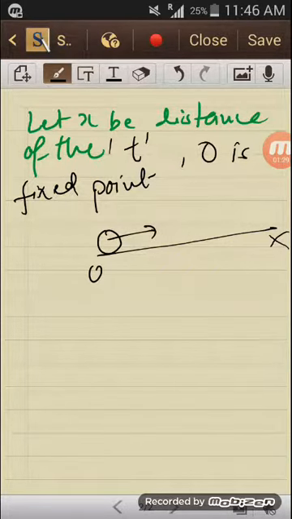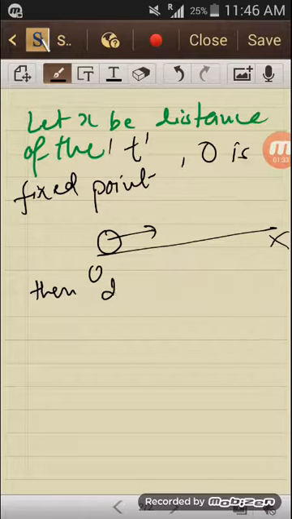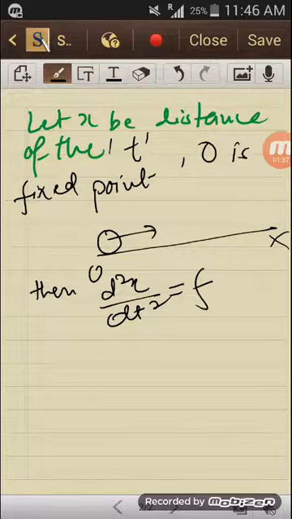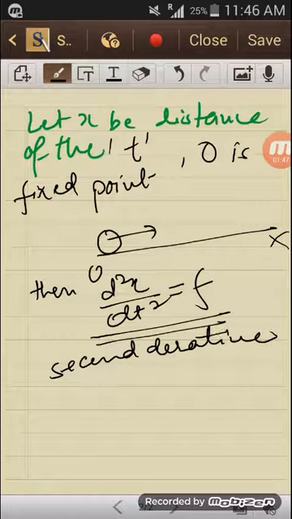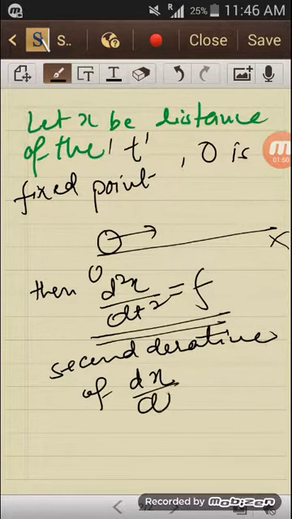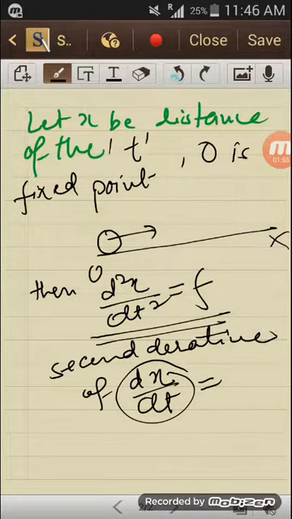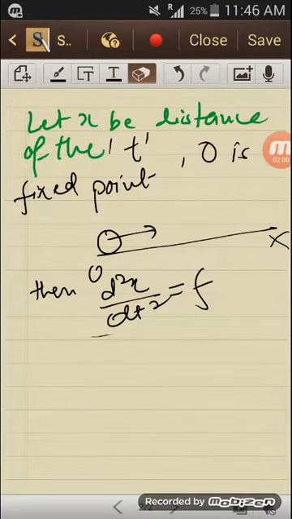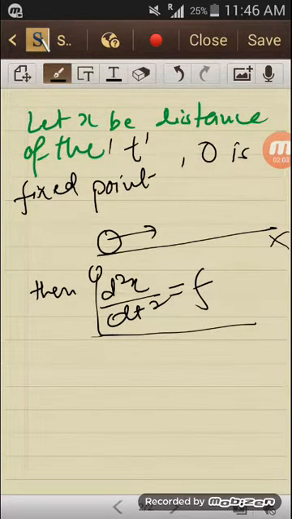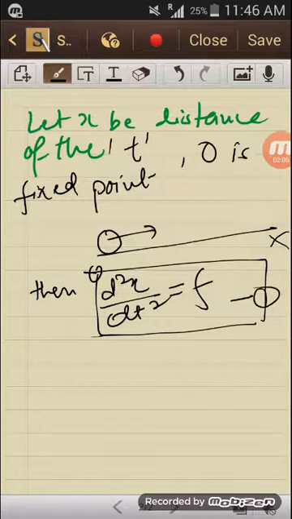Then we can write d²x upon dt², isn't it? So this is f. This is the second derivative of x, the derivative of velocity, dx by dt. dx by dt is what? v. Okay, just forget this. So what I am rewriting is d²x by dt². This is equation first. So we have written an example.